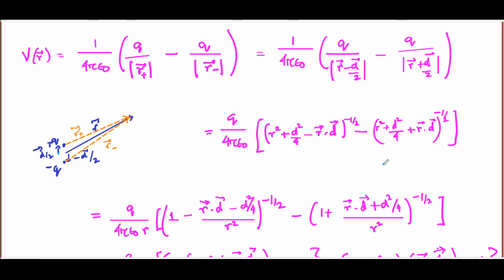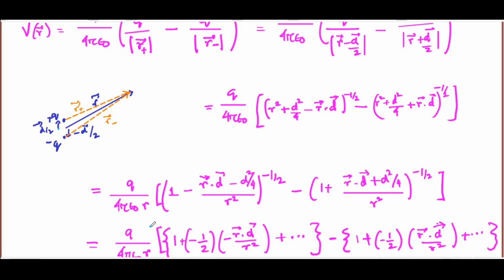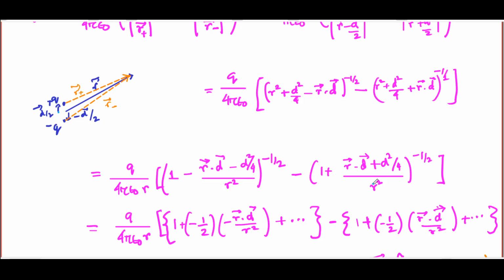brackets. Of course, it comes out as 1 by r, the familiar 1 by r in the potential, but you have two additional terms here now. And if you now expand this out to the first order in d, after all, d is small, so d by r is a pretty small quantity. If you just expand this out in the first order, you get 1 minus half of minus r dot d by r square from the first term. From that, you subtract 1 minus half into r dot d by r square coming from the second term.